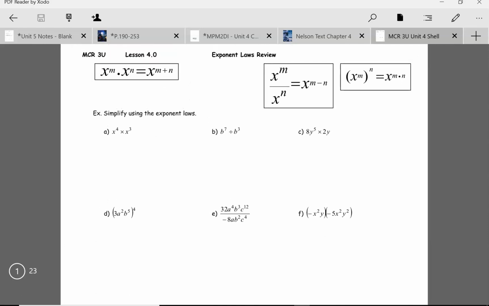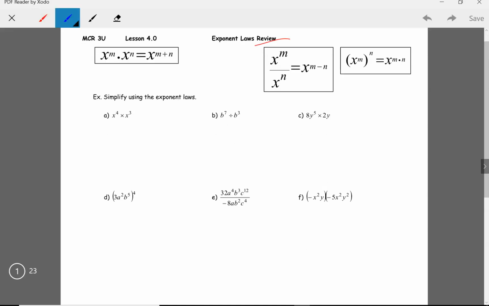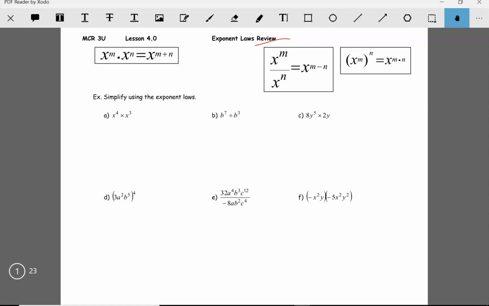This is a short lesson, 4.0. The 0 indicates that this is basically whatever stuff we did in grade 9 and grade 10, kind of base knowledge, if you will. Base knowledge of exponent laws. So again, we're going to briefly talk about some of these laws.